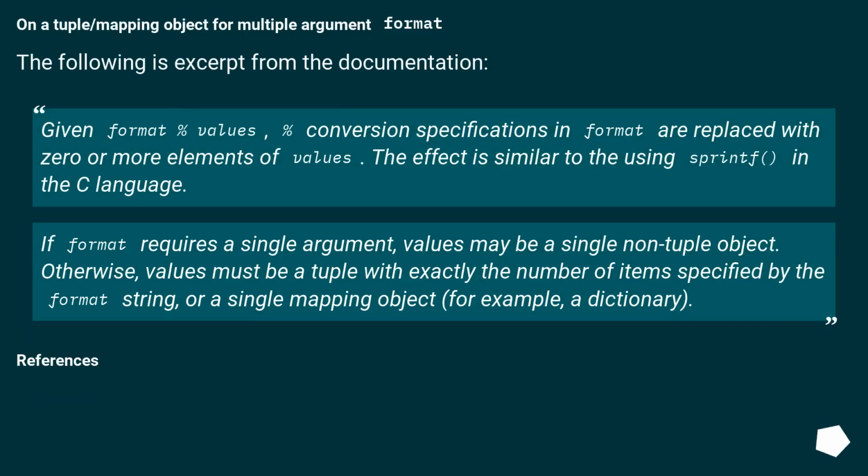On a tuple/mapping object for multiple argument format. The following is an excerpt from the documentation. Given format % values, % conversion specifications in format are replaced with zero or more elements of values. The effect is similar to using sprintf in the C language. If format requires a single argument, values may be a single non-tuple object. Otherwise, values must be a tuple with exactly the number of items specified by the format string, or a single mapping object, for example, a dictionary. References: docs.python.org/library/types, string formatting.